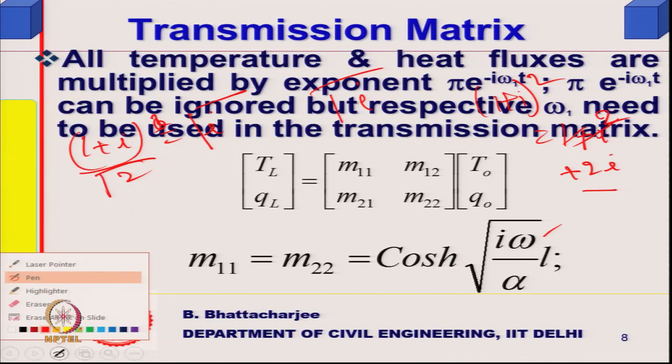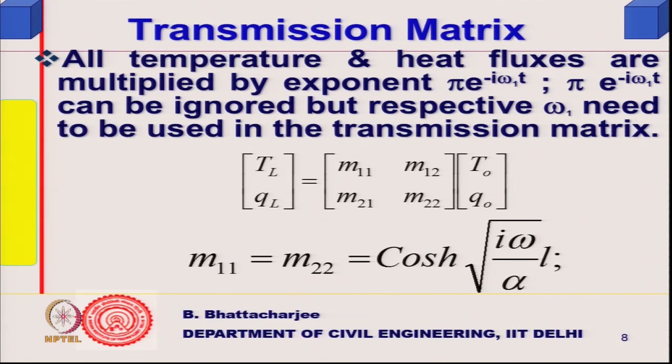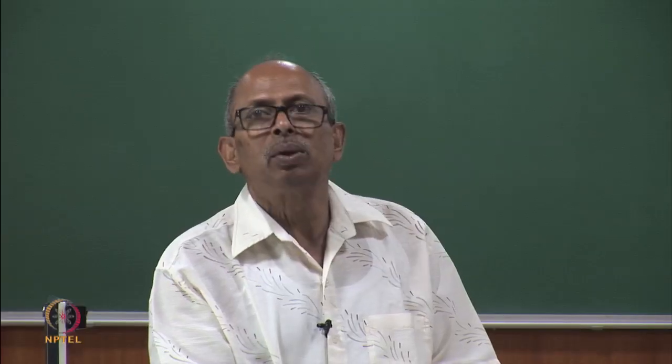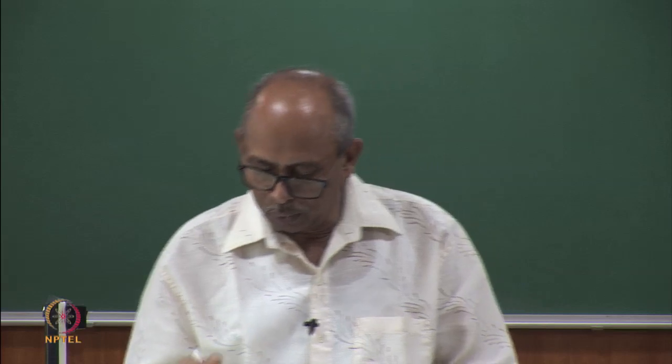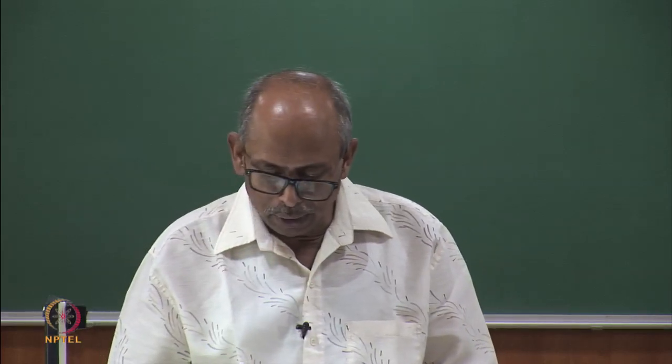So, all temperatures and heat fluxes are multiplied by the exponent e to the power i omega t and can be ignored, but the respective omega needs to be used in the transmission matrix. So, if it is the first harmonic, you will use omega 1; if it is the second harmonic, then use omega 2, and so on. So, that is what it is.